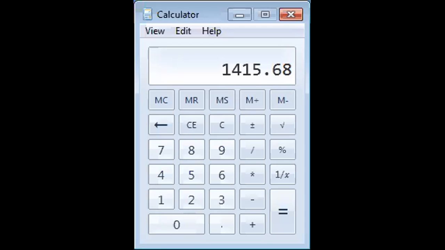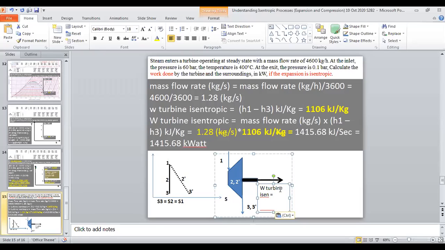W turbine. Can you share the screen? Okay, Buddha. W turbine isentropic is this. We can't see. Yes, yes. Thank you. W turbine isentropic is this.